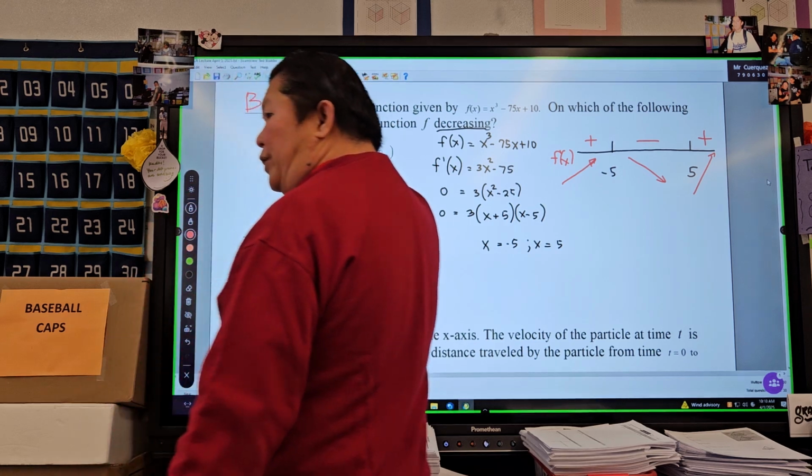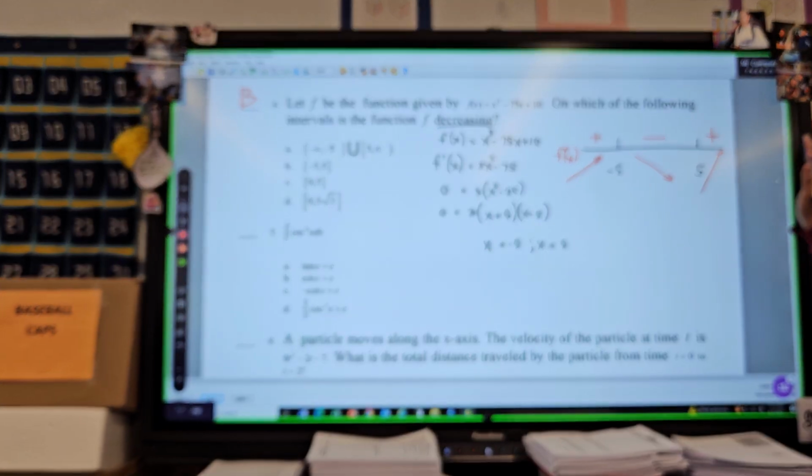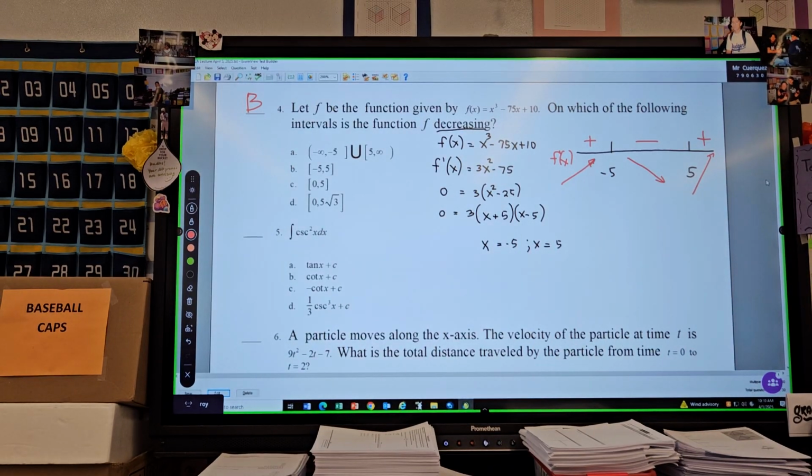So this is how you do it, guys. Okay? So it's very clear that in this particular interval, from negative 5 all the way to positive 5, the function is a decreasing function.